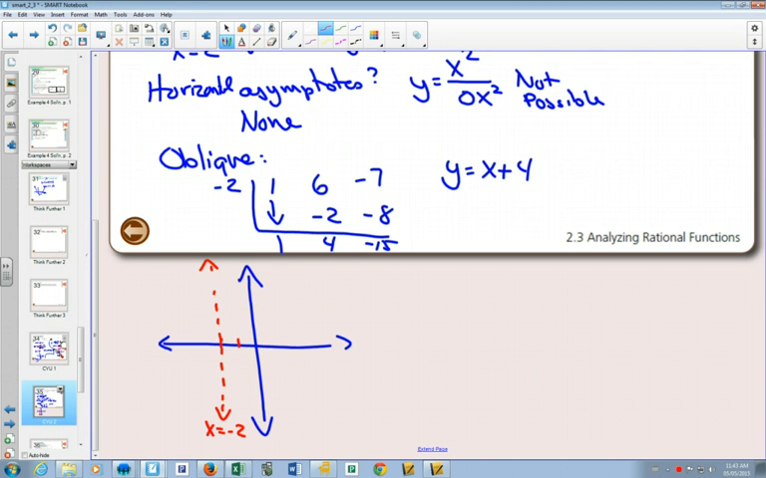y equals x plus 4. How do you graph a line? Start with the y-intercept, and it has a slope of 1, up 1, over 1, or down 1, over 1, and draw your diagonal asymptote as well.